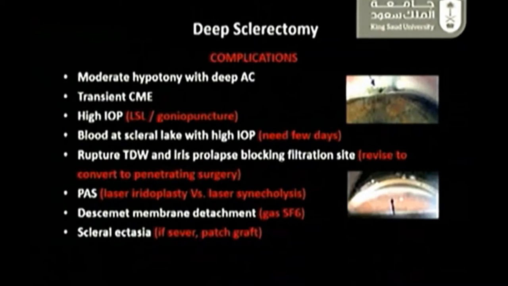Peripheral anterior synechia, laser iridoplasty, or laser synecholysis. You can do it if you have a chronic shallow anterior chamber in a patient who missed the follow-up. Descemet's membrane detachment, it can happen after deep sclerectomy. So why is that?